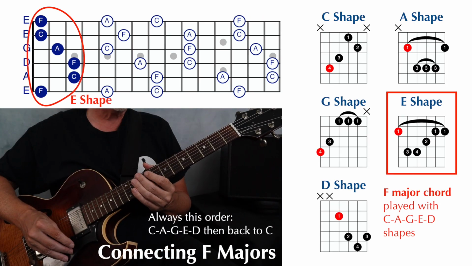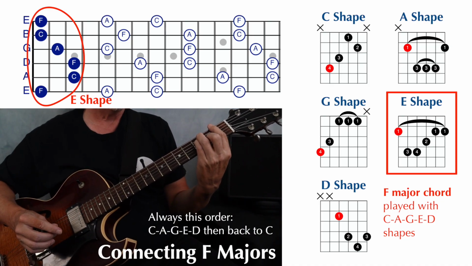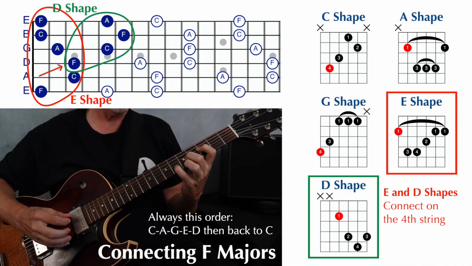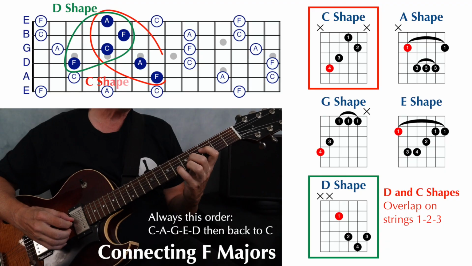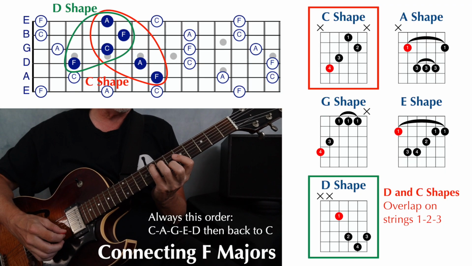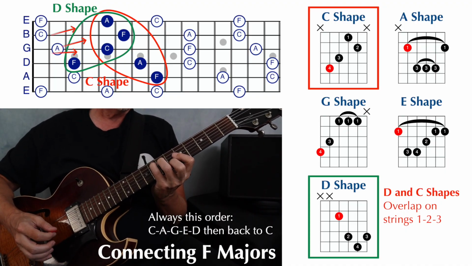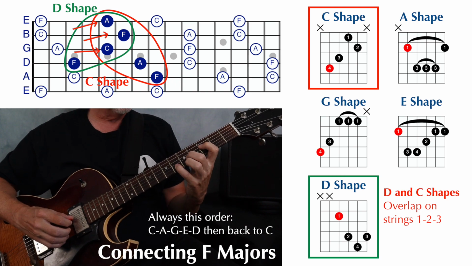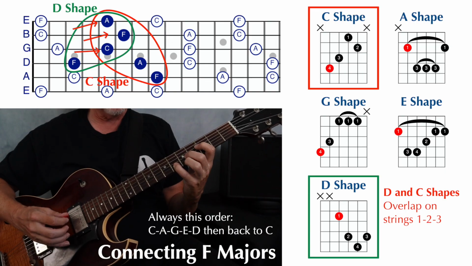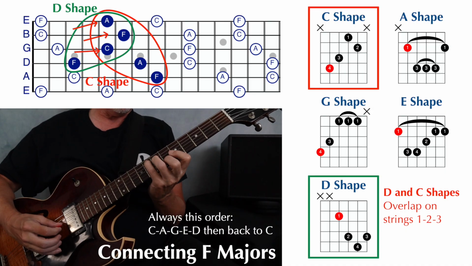The lowest CAGED shape we can use for F major is the E major shape, and that connects to the D shape through this note. Now comparing the D shape to the C shape, if I were to bar the C shape and play the first string, which is one way you can play this chord, we have 3 notes in common. We've got our D shape here with these notes on strings 1, 2, 3. If I were to bar the C shape, those same 3 notes overlap.